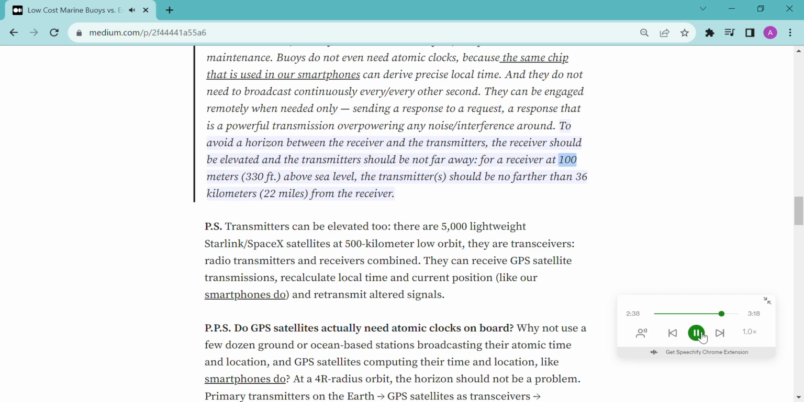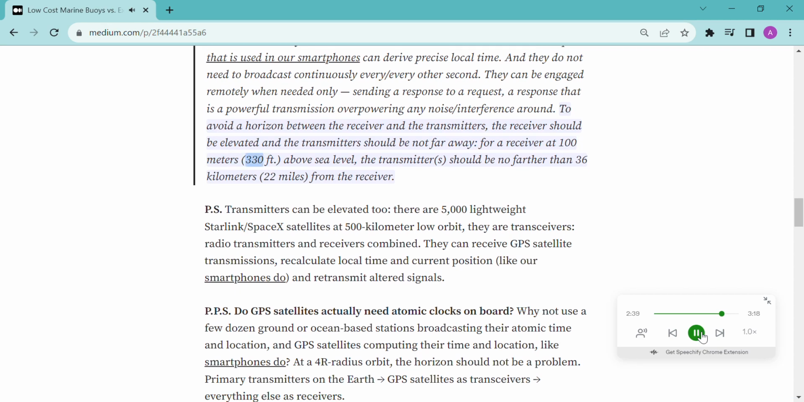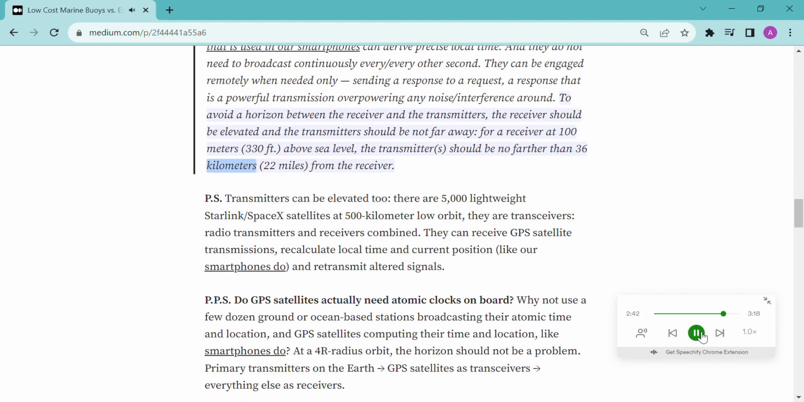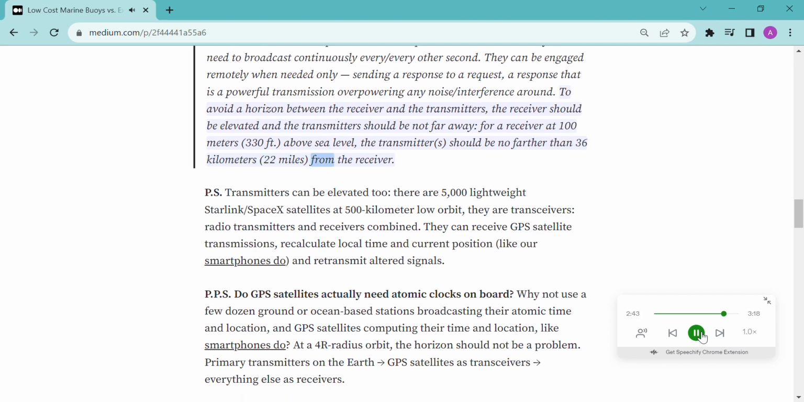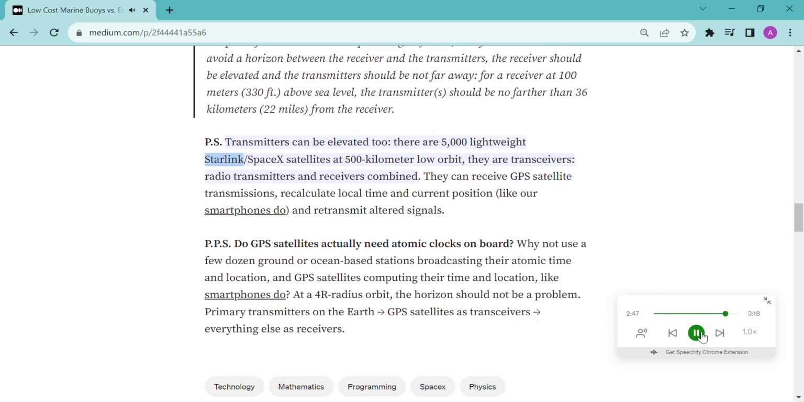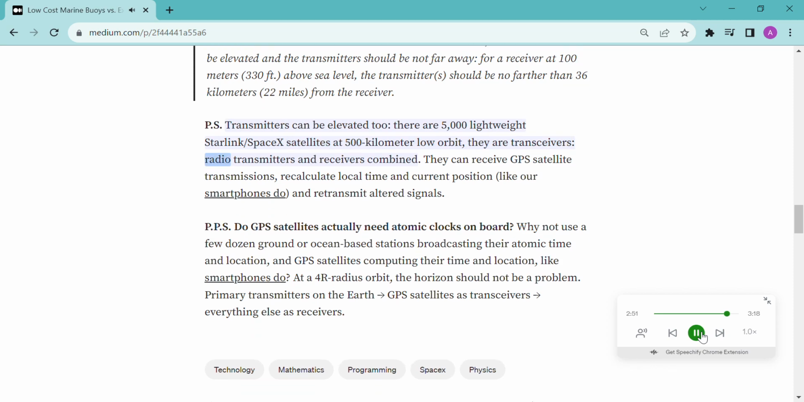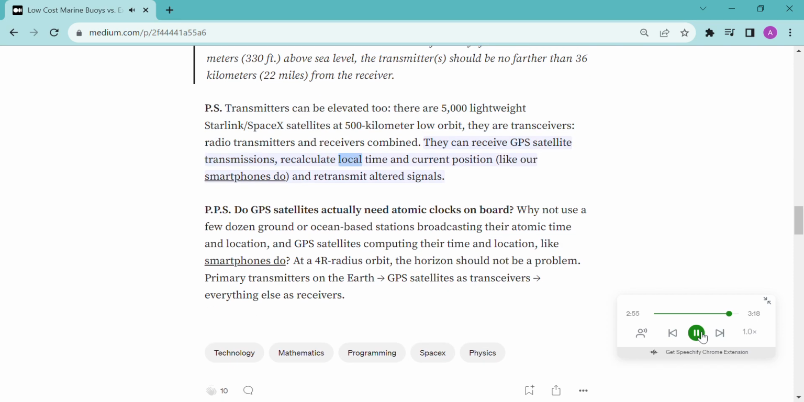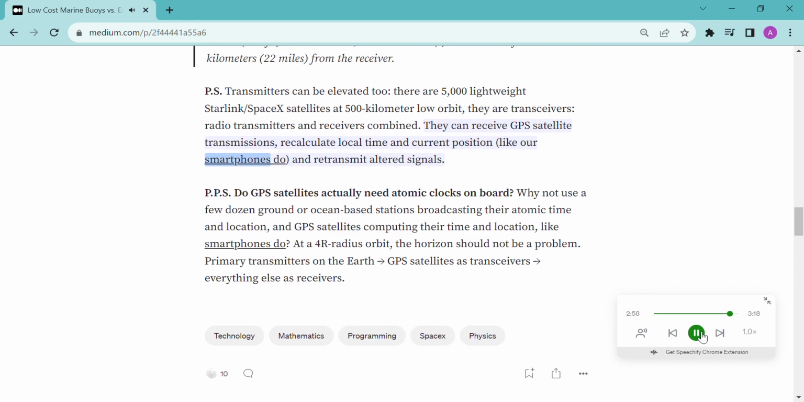For a receiver at 100 meters, 330 feet, above sea level, the transmitter should be no farther than 36 kilometers, 22 miles, from the receiver. GPS transmitters can be elevated too. There are 5,000 lightweight Starlink/SpaceX satellites at 500-kilometer low orbit. They are transceivers, radio transmitters and receivers combined. They can receive GPS satellite transmissions, recalculate local time and current position, like our smartphones do, and retransmit altered signals.